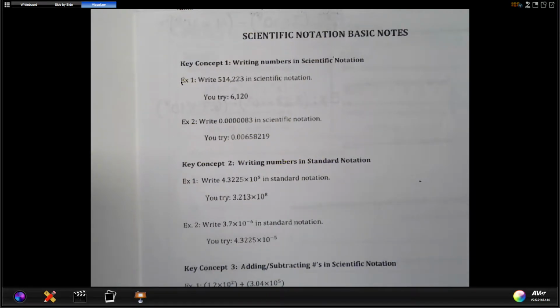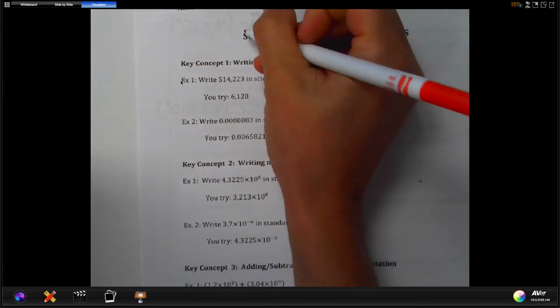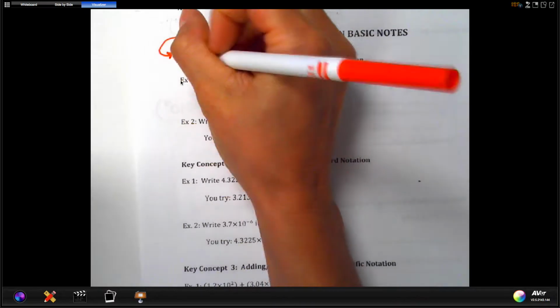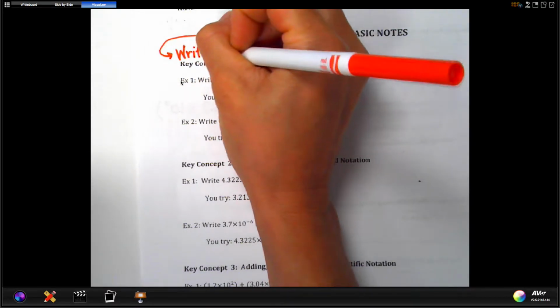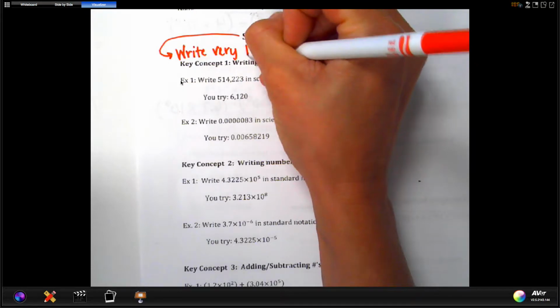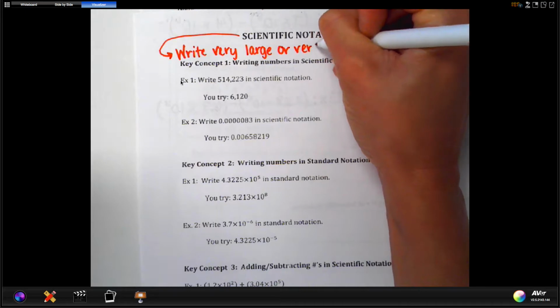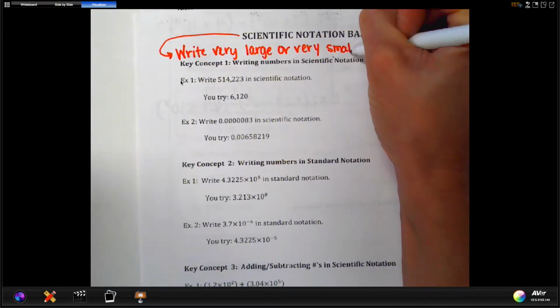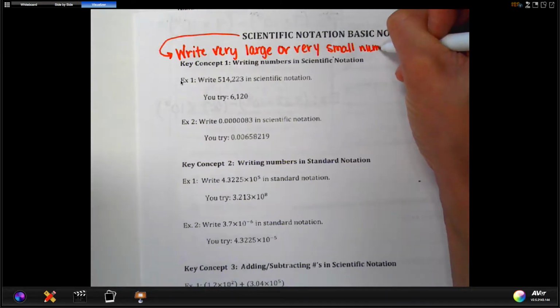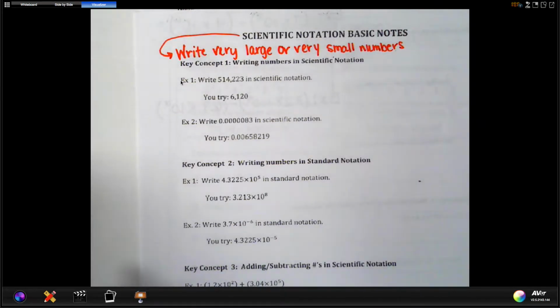First of all, you have to understand that scientific notation is a way to, and we'll write this little note here, write very large or very small numbers. It's a way to write very large or very small numbers, and usually it cuts down the amount of digits that we have to write down. It's a mathematic way of shortening what you're writing.